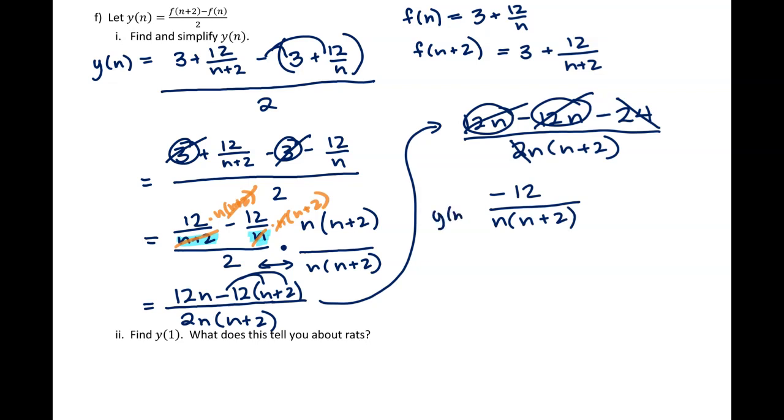And that is this y of n function. So mostly here, this is just an algebra function notation exercise, but we will look a little bit into what it tells us about rats. So I would say, looking at that final equation, I have no idea. But if I look back up at that first equation, what I'm seeing there is an average rate of change.